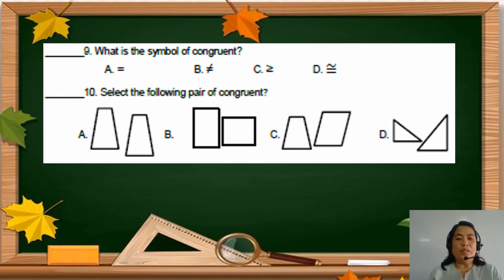Number 9. What is the symbol of congruent? A. Equal. B. Not equal. C. Greater than or equal to. D. Congruent. Okay, the correct letter is letter D. Let's go now. Number 10. Select the following pair of congruent. Remember, when we say congruent, equal sides and equal angles. A, B, C, or D? Okay, letter A, because the shapes are the same, so they are congruent.